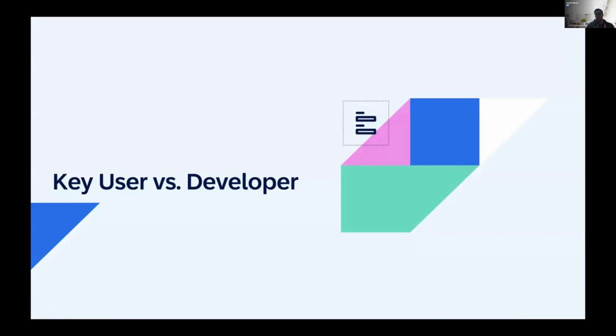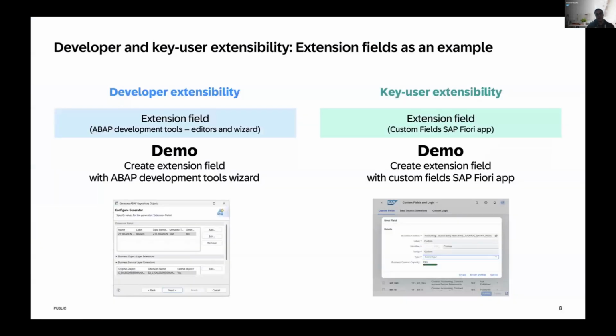Okay, now we come to the extension field part, and we start with a short demo of key user extensibility. Okay, so then let's see.